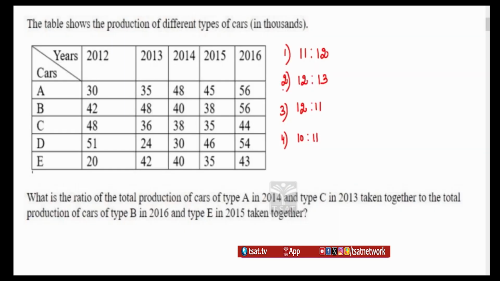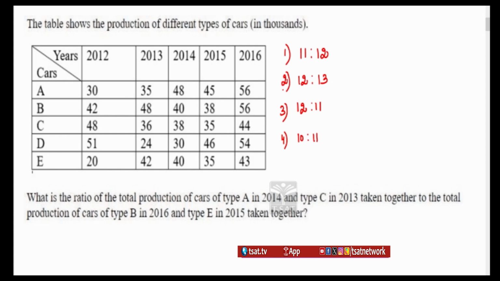Now let's look at the graph given. Now look at the given data. The data is completely given in terms of a table. Now look at the data, what it shows. The table shows the production of different types of cards in thousands. Everything is in terms of thousands, so you don't need to worry about that thousand. Now look here: A, B, C, D, E. There are 5 rows A, B, C, D, E, and years 2012, 2013, 2014, 2015, 2016 are given in terms of columns.